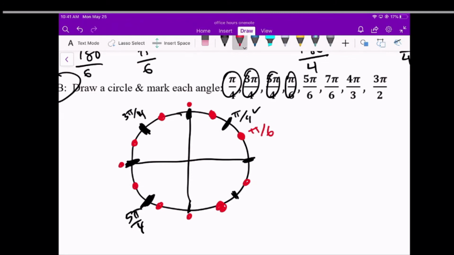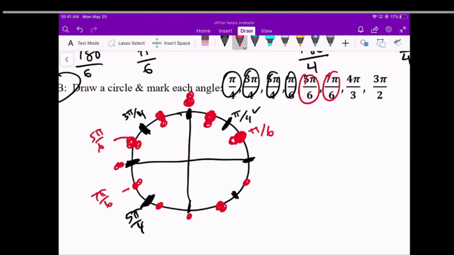Pi over 6. It's right here. 5 pi over 6. It's pi over 6 5 times. 1 pi over 6, 2 of those, 3 of those, 4 of those, 5 of those. 5 pi over 6 is right here. 7 pi over 6. You can count to 7. 1, 2, 3, 4, 5, 6, 7. It's pi over 6 7 times.